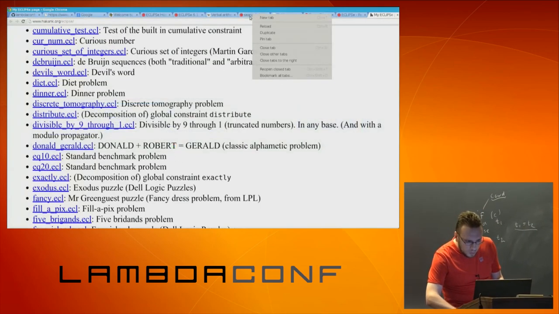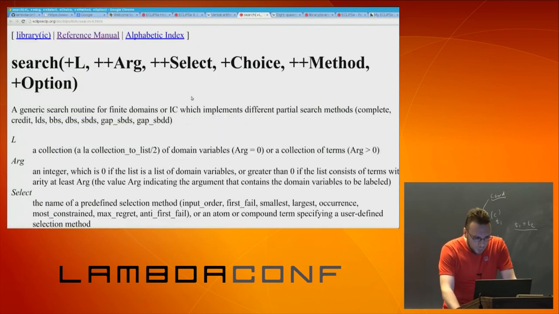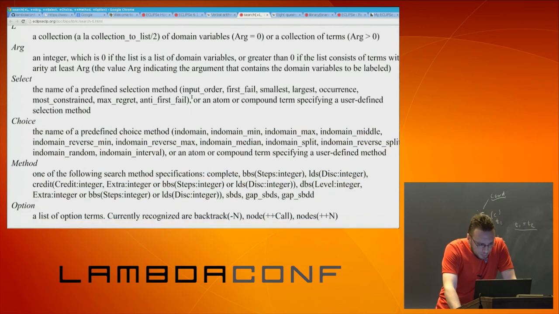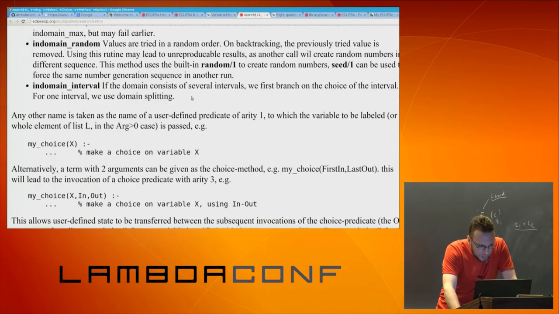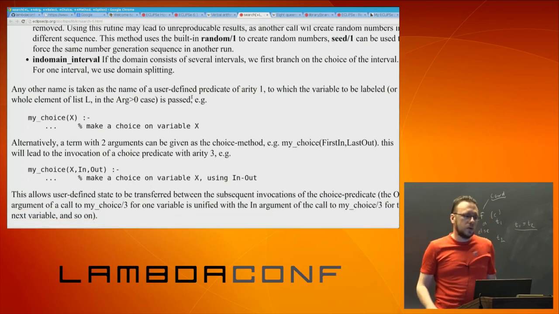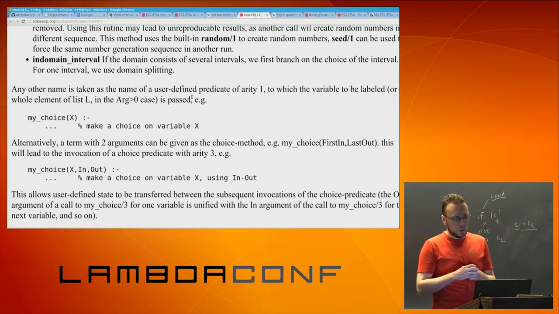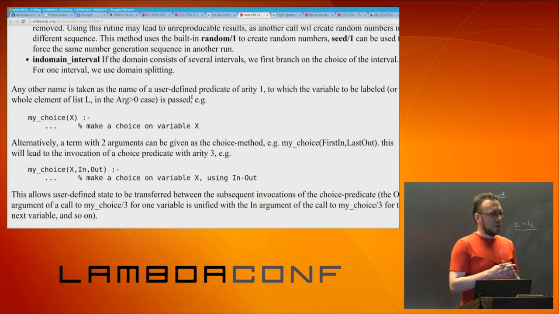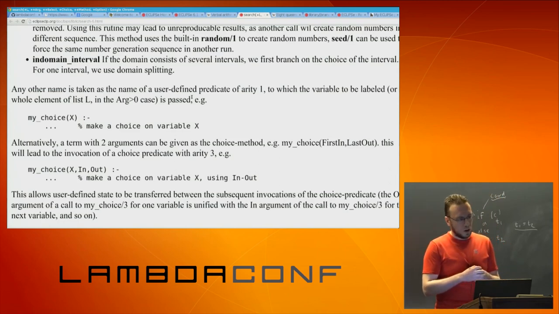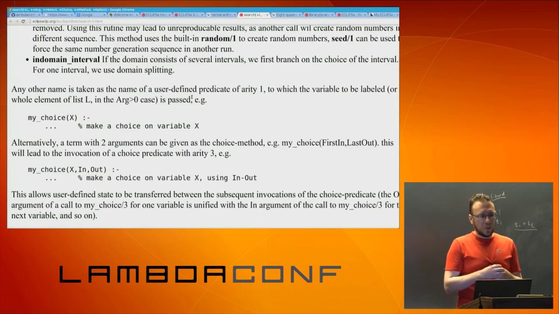If you go to the search predicate help, there are examples of how to add your own choice. You can add your own heuristics for search, for choosing variable and for choosing value. That's for search. If you want to write your own constraint propagator, it's a more complicated task, but it's in the manual. You can do it. You can implement your algorithm, for example, your better algorithm for all different, anything like that.